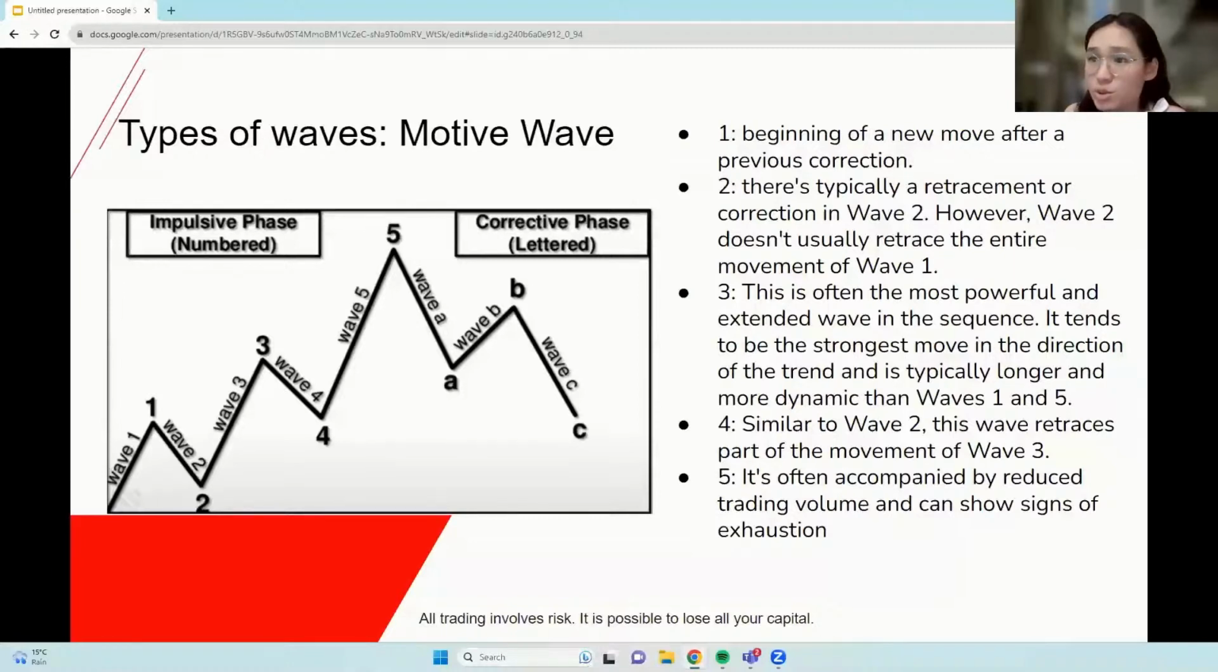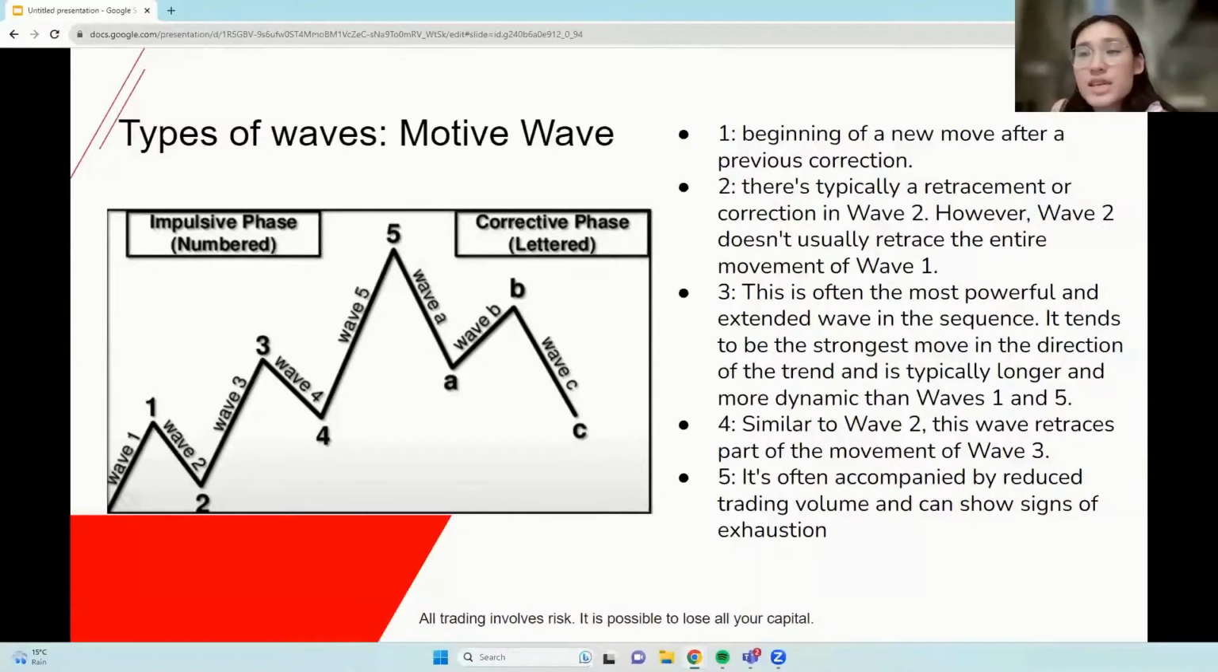Next, let's take a look at wave 2. After the initial rise of wave 1, there's typically a retracement or correction in wave 2. However, wave 2 doesn't usually retrace the entire movement of wave 1. Next, wave 3. This is often considered to be the most powerful and the extended wave in the sequence. It tends to be the strongest move in the direction of the trend and is typically longer and more dynamic than waves 1 and 5.